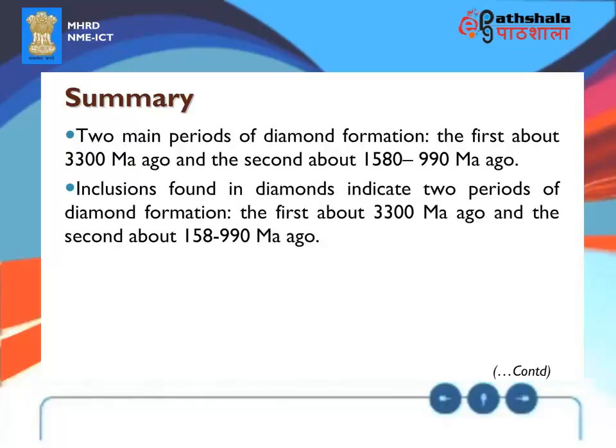Two main periods of diamond formation: the first about 3,300 million years ago and the second about 1,580 to 990 million years ago. Inclusions found in diamonds indicate these two periods of diamond formation.